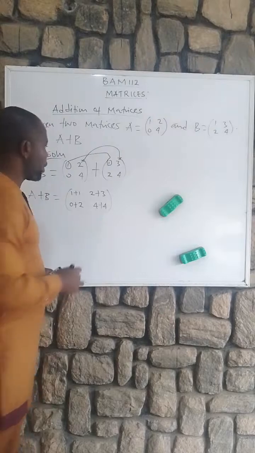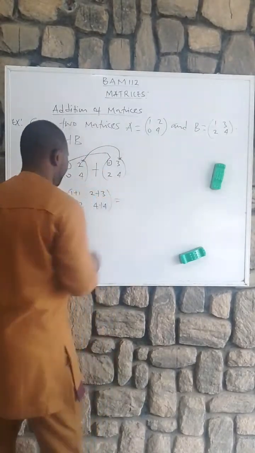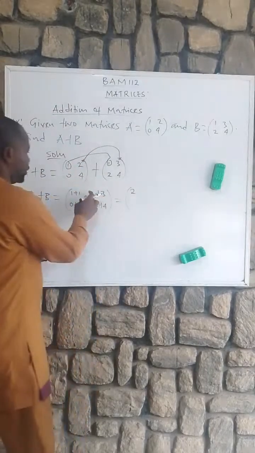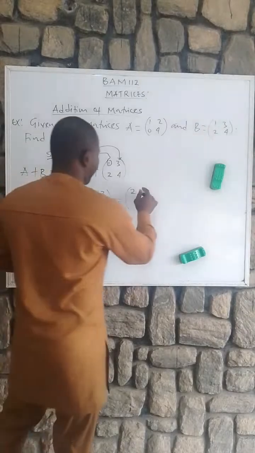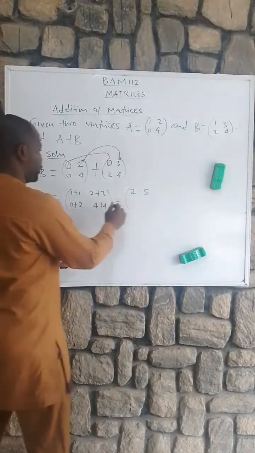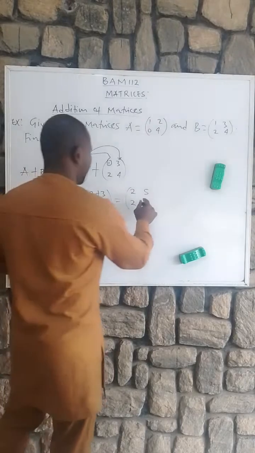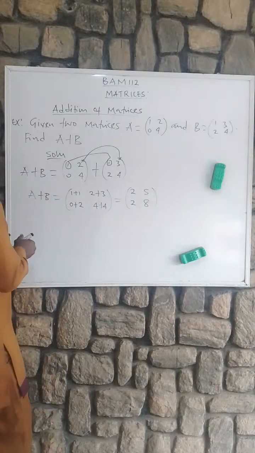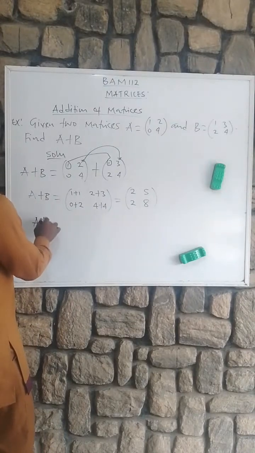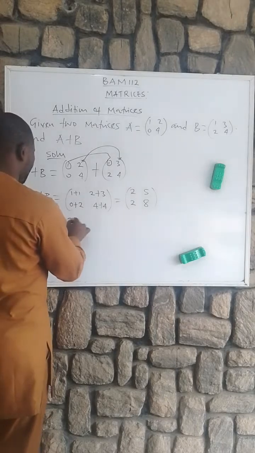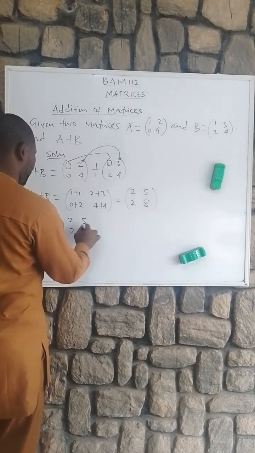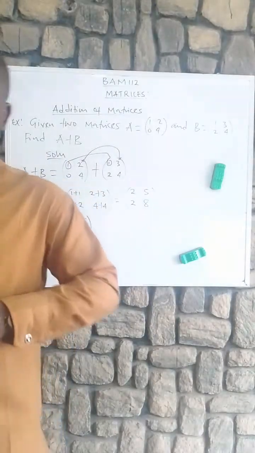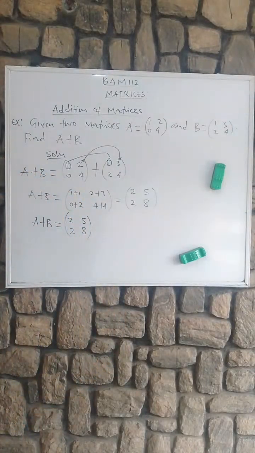Is that clear? So if you can see what I am saying, 1 plus 1 will give us 2, then 2 plus 3 will give us 5. 0 plus 2 is 2. Then 4 plus 4, 8. So therefore, our matrix A plus B is equal to 2, 5, 2, 8. This is how you are supposed to solve this type of question. If you have any question, please ask.